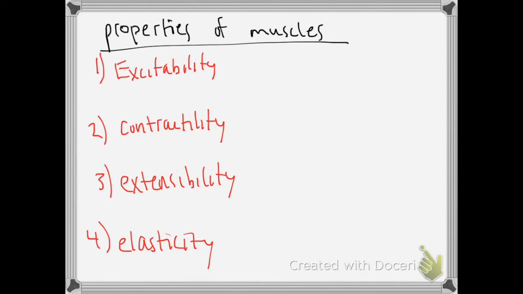So let me put up some definitions. Excitability. This is the ability to respond to a stimulus. And what is that stimulus? Typically a nervous impulse. So ability to respond to stimulus. And that stimulus is normally a nervous impulse.